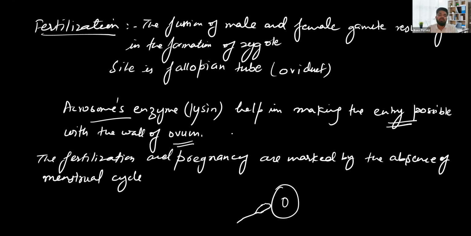Fertilization and pregnancy are marked by the absence of the menstrual cycle. So please note it down. If fertilization occurs, it means that there will be no more menstrual cycle. Okay, note it down.